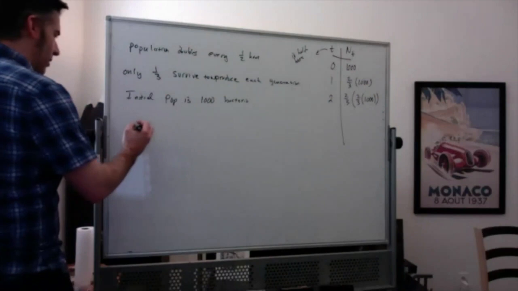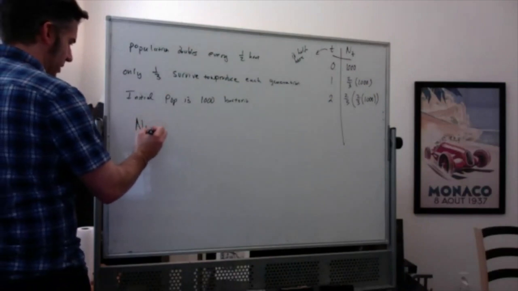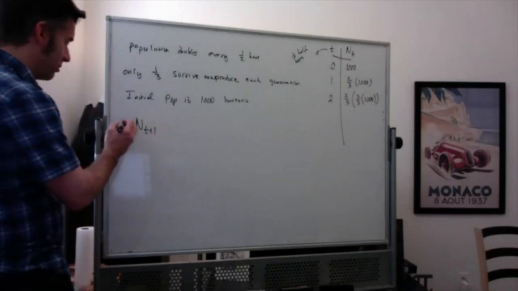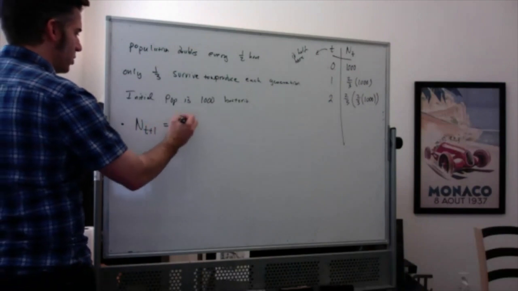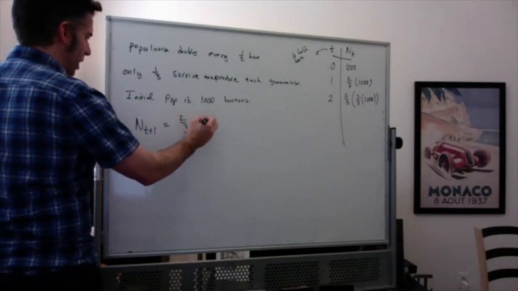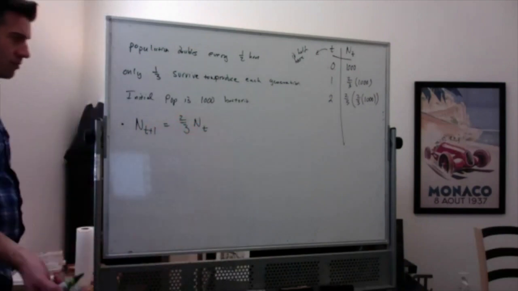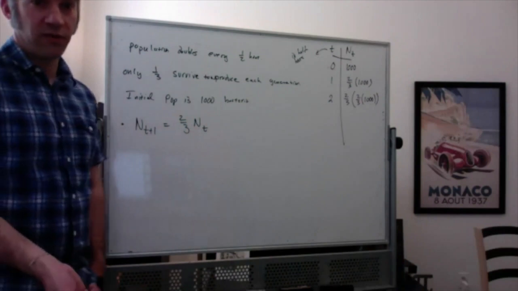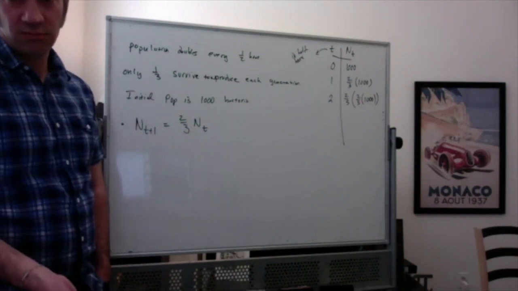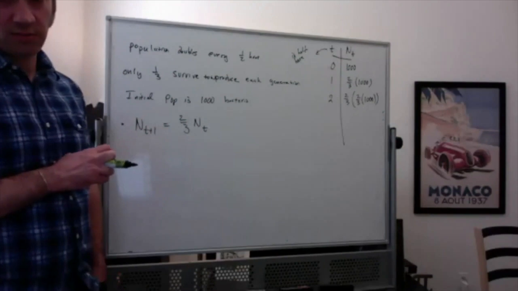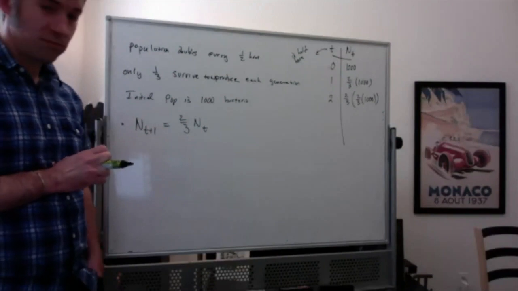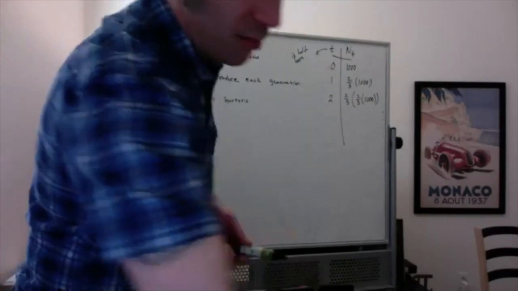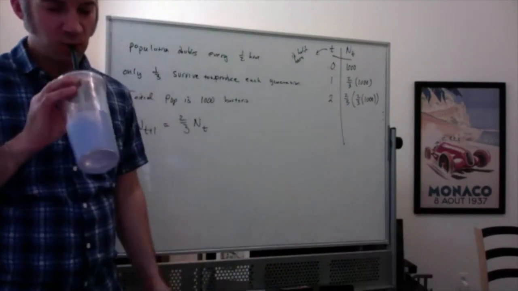But here's what we can say about the population. The population at the next time increment is going to equal 2/3 of the previous time increment, or 1/3 of what we had, then double. Questions about this?